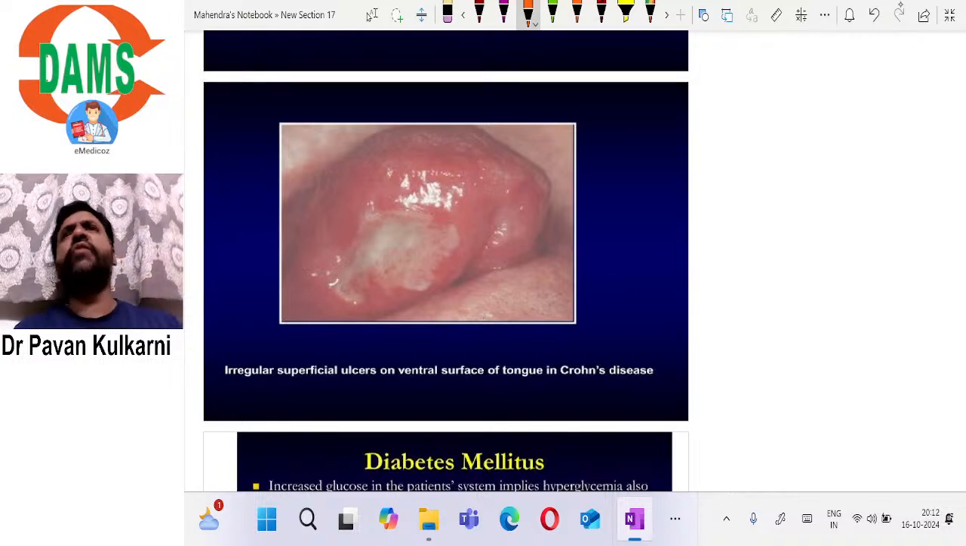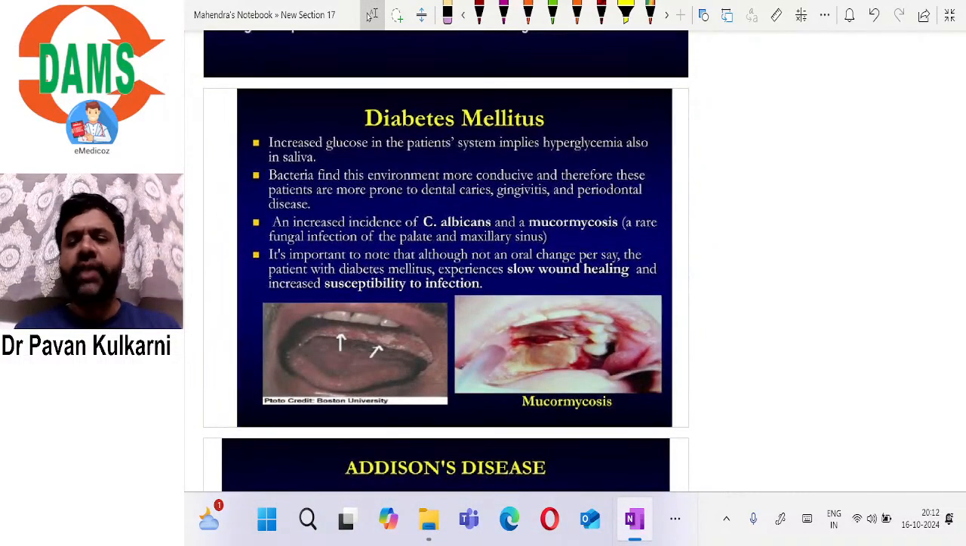Sometimes we will even see ulcers. Remember, those ulcers will be irregular and superficial. Next, moving on to the next systemic condition, that is diabetes. Diabetes, all of us know, has very typical oral manifestations. One of the most important is fungal infections. Uncontrolled diabetes patients with hyperglycemia are more susceptible to certain fungal infections. The two important ones are candidiasis and mucormycosis.